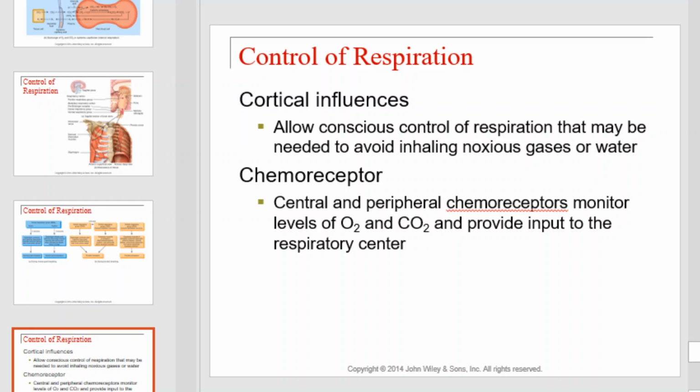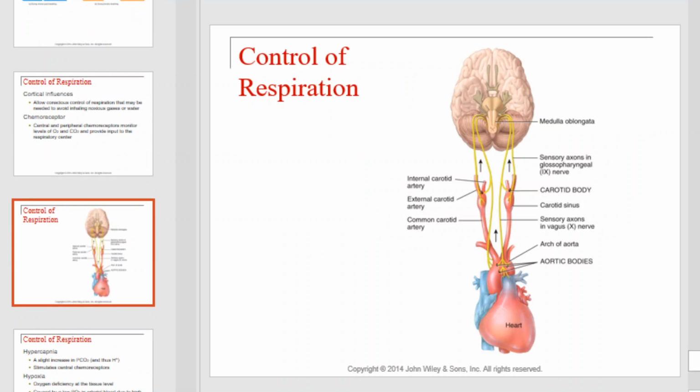Control of respiration can be influenced by cortical influences, which allow conscious control of respiration that may be needed to avoid inhaling noxious gases or water. Chemoreceptors can also control respiration. Central and peripheral chemoreceptors monitor levels of oxygen and CO2 and provide input to the respiratory center. The respiratory center is embedded in the medulla oblongata, as illustrated here.